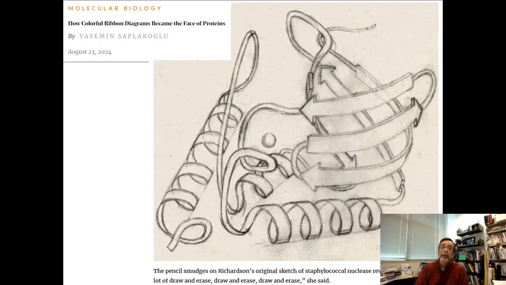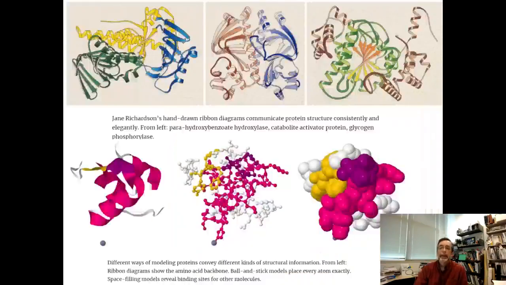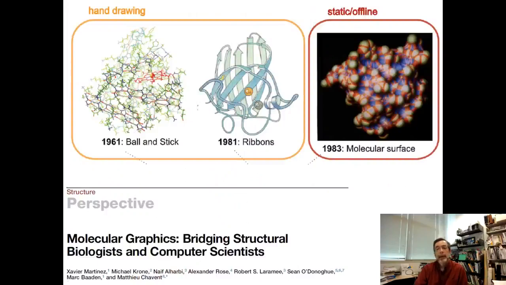Another thing that's important here is the direction of the chain. The N to C direction is shown by the arrows very clearly, and that is a big part of what Jane contributed to this whole field. So you have these early pictures, and then I showed you these pictures before. We don't have to draw them anymore. We can let the computers draw them, but we're still using Jane's sense of style. And we went through these to show you how originally, just look at the difference between the 1961 ball and stick and the 1981 ribbons.